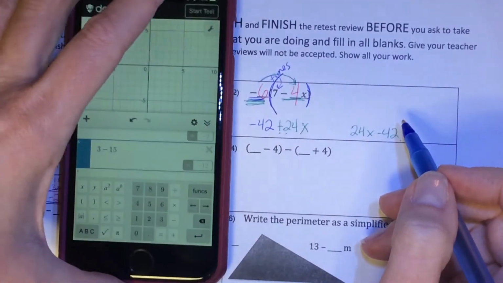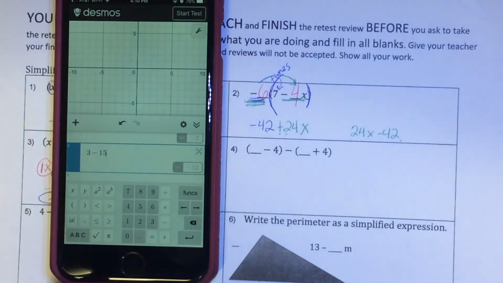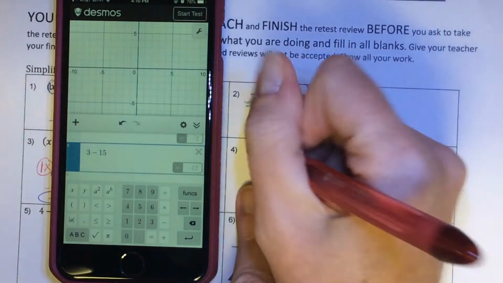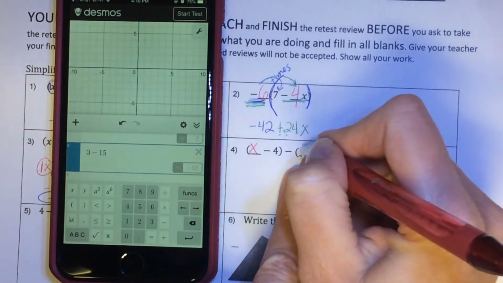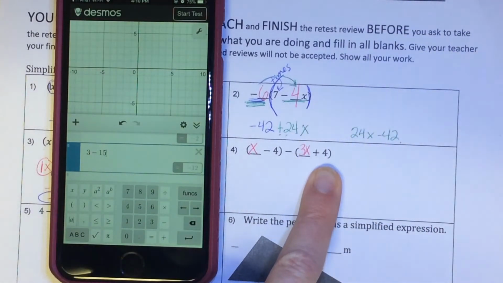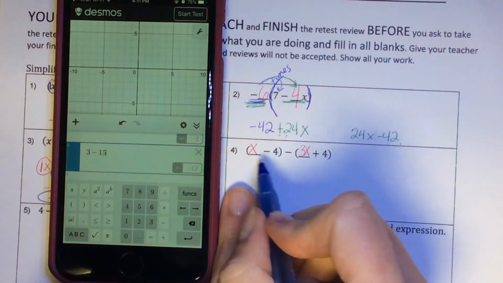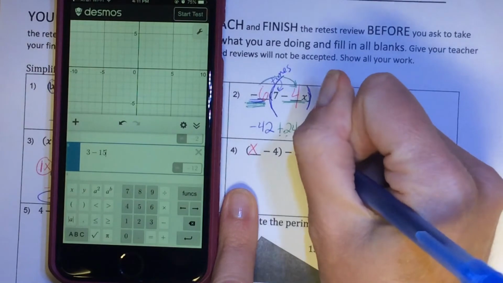For question number 4. Question number 4, we have some missing blanks again. So this is going to be x minus 4 subtract (3x plus 4). Pause the video so that you can see if you can do this on your own, and then when you're finished, press play. Do we need to do any distribution? There is something right in front of the parentheses.